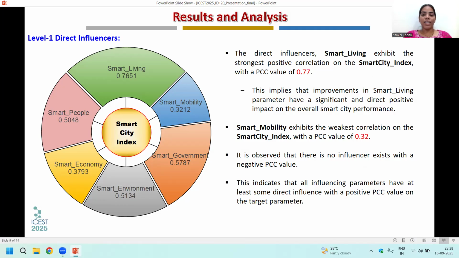Similarly, smart mobility exhibits the weakest correlation on the smart city index with a value of 0.32. It is observed that there is no influence existing with a negative correlation. Each and every influencer has at least some positive correlation with the target parameter, the smart city index. And this indicates that all influence parameters have at least some direct influence on the target parameter.